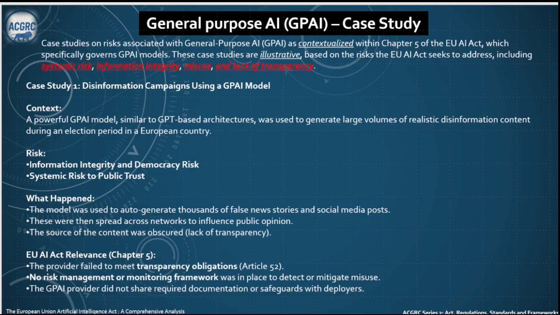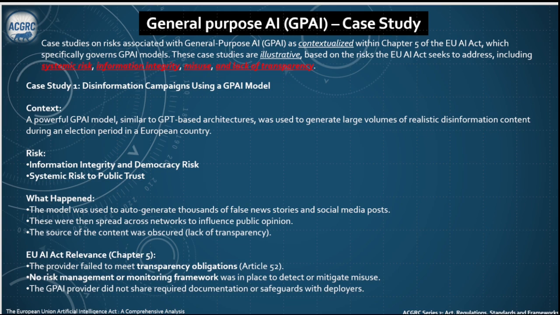Case studies on risk associated with general purpose AI as contextualized within Chapter 5 of the EU AI Act, which specifically governs GPAI models. These case studies are illustrative, based on the risks the EU AI Act seeks to address, including systemic risk, information integrity, misuse, and lack of transparency.